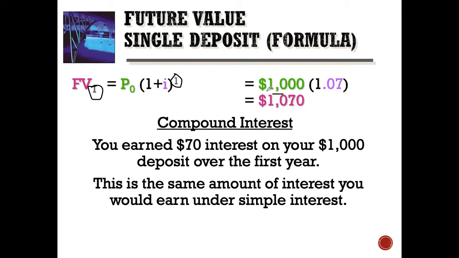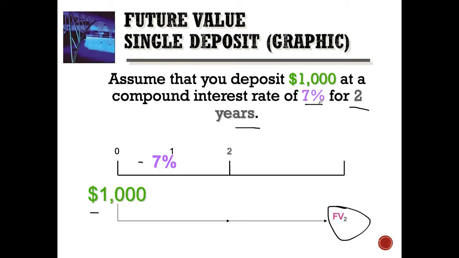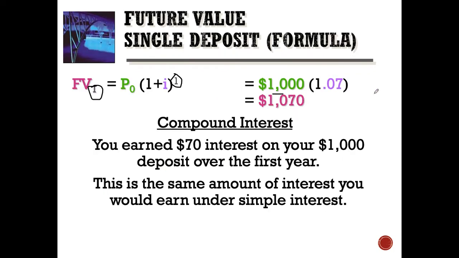P0 is 1,000. The interest is 7%, or 0.07. So 1 plus 0.07 equals 1.07. 1,000 multiplied by 1.07 is $1,070. So for future value in year 1, single deposit, compound interest, you earn $70 interest on your $1,000 deposit over the first year. This is the same amount of interest you would earn under simple interest, if just 1 year, or in the first year.